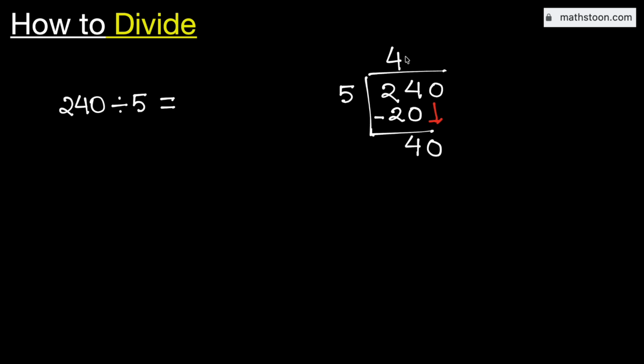Now we know that 5 times 8 is 40. Subtract, we get 0. As we have got the remainder 0, so we will stop. Therefore, the value of 240 divided by 5 is equal to 48. And this is our final answer.